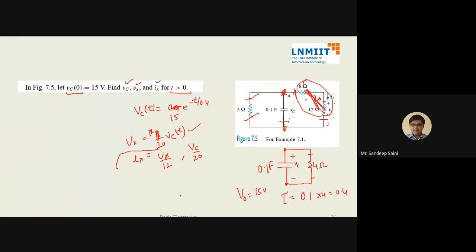Coming back to this question, we were stuck at the point of why it is 12 by 20. This total resistance is 20, and the voltage across the 20 ohm is Vc. And in that 20 ohm, there is 8 and 12. So what will be the voltage across 12 ohm? 12 by 20 of Vc. Is that fine? Yes, sir.